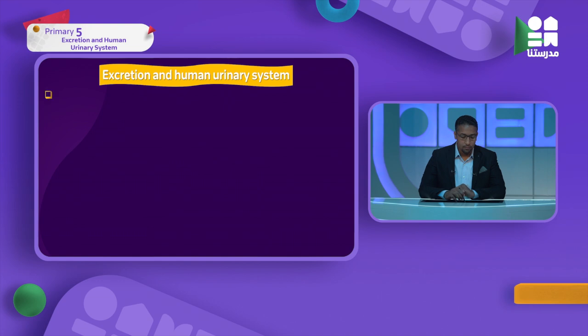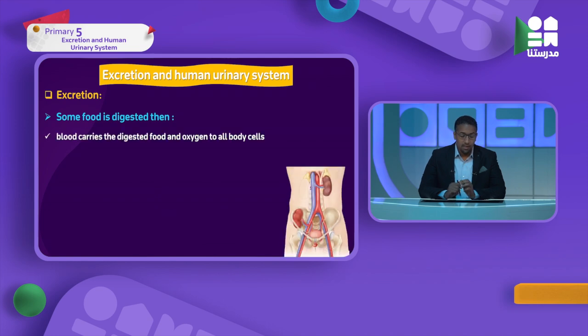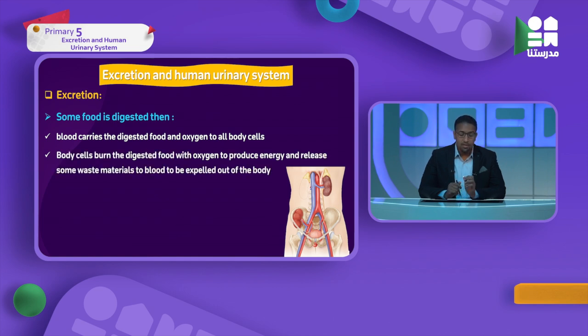What else? Some food is digested, then the blood carries this digested food and oxygen to all body cells. Body cells burn this digested food with oxygen to produce energy and release some waste materials to the blood to be expelled out of the body. The cells produce these wastes and release them to the blood.